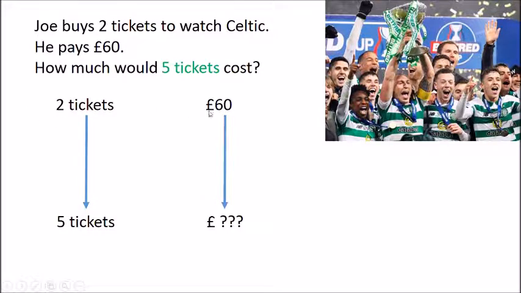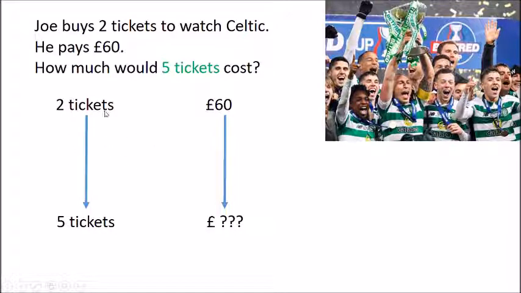Okay, so if 2 tickets are £60, well, we're looking for 5 tickets. The reason I find this problem slightly more challenging is because 2 doesn't go into 5. 2 times by something gives me 5. That something is going to be a decimal number. You could use a decimal, but I'm going to show you a much simpler way.